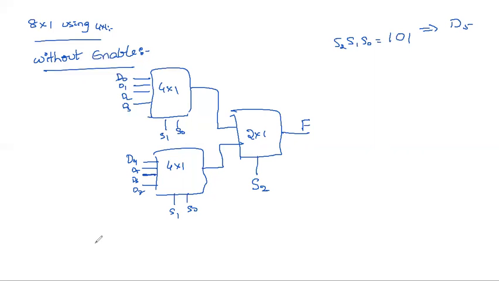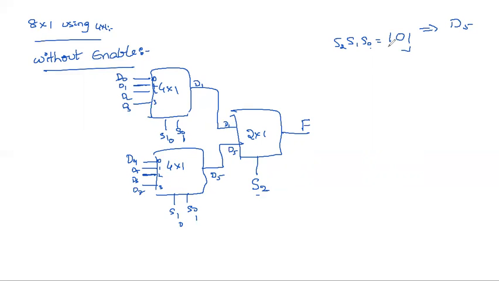Let us check it. Okay, first S0, S1. What happened? 0, 1. 0, 1 means what? This one is 0, 1, 2, 3. Inside write down those things. So 0, 1 means 1. D1 will get output here, right? Here D5 will get output, right? So here you get D1, here you get D5.